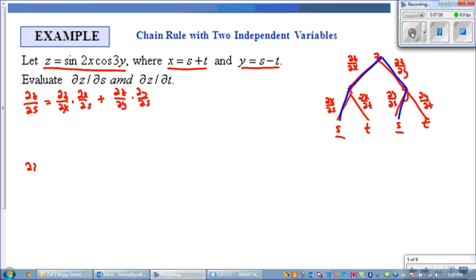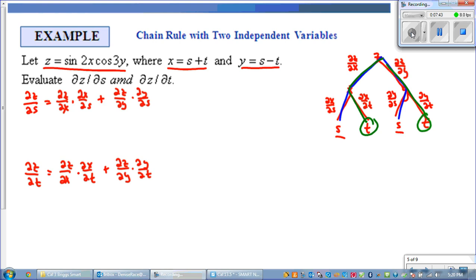The partial of z with respect to t, we'll take these two paths. So we have the partial of z with respect to x times the partial of x with respect to t, plus the partial of z with respect to y times the partial of y with respect to t. Now let's fill in each of those partial derivatives.